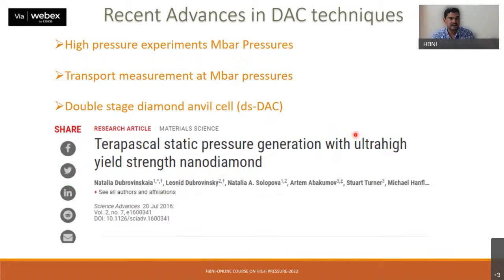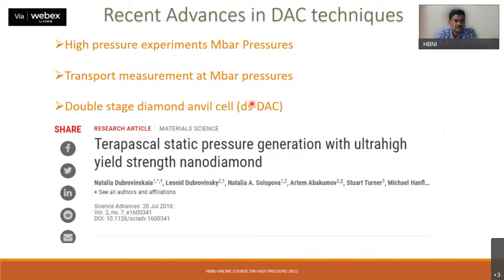So in the next slide, I am going to talk about the recent advances in diamond anvil cell techniques. With the use of these diamond anvil cell techniques, you can really do many experiments at megabar pressures, whether at synchrotron or lab-based experiments. You can really do transport measurements like electrical resistance measurement or magnetic measurement at megabar pressures.